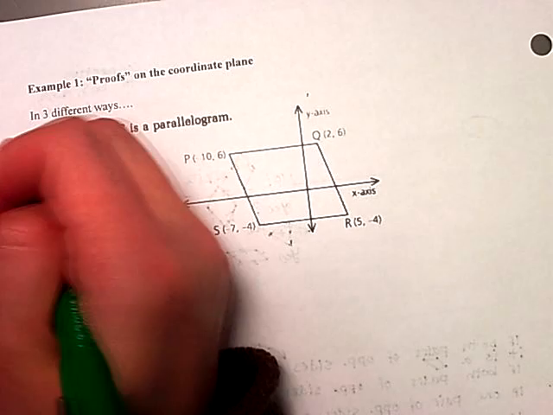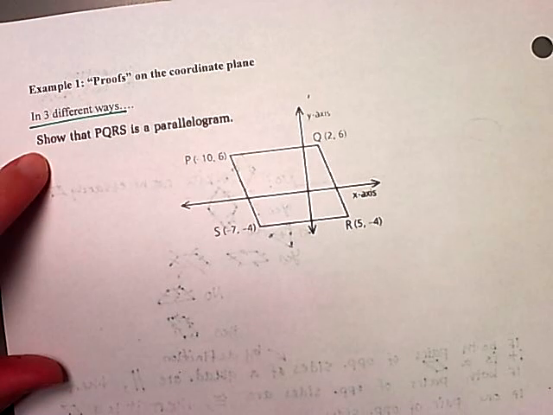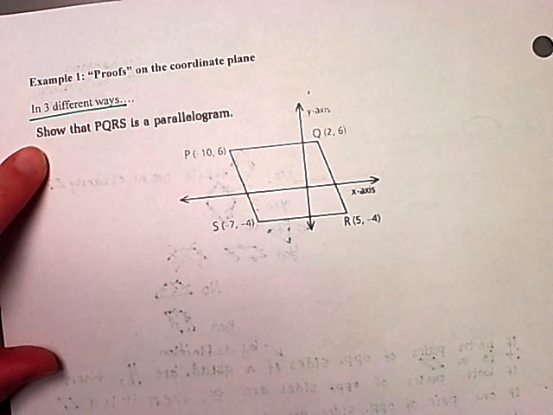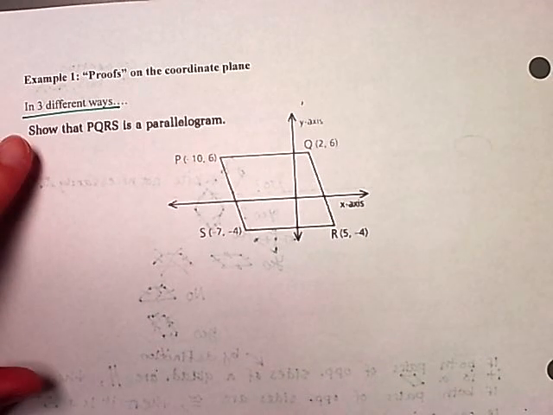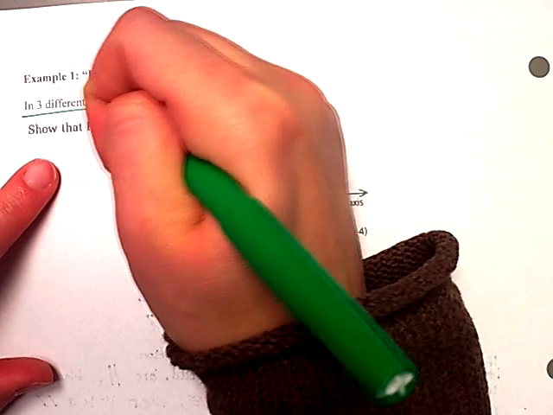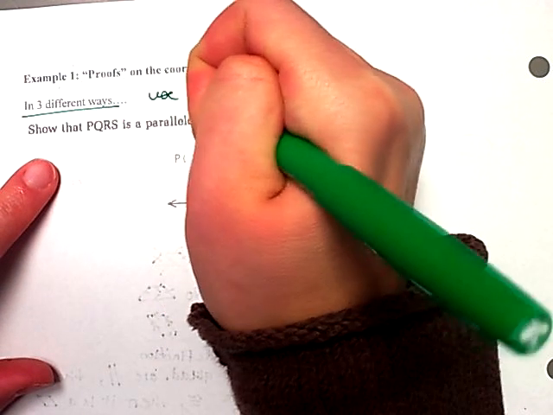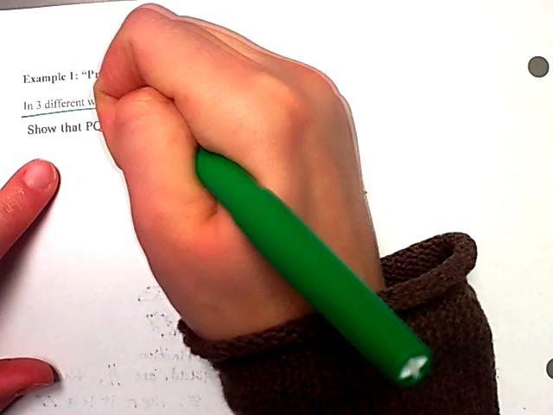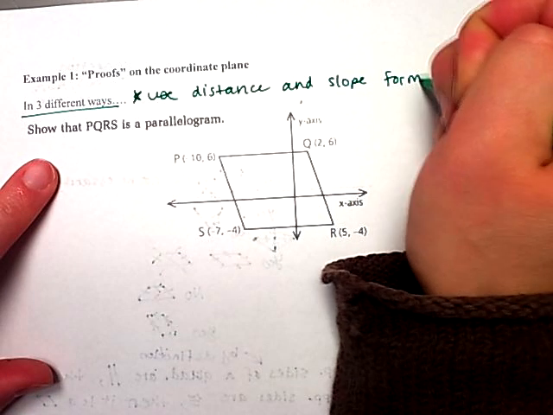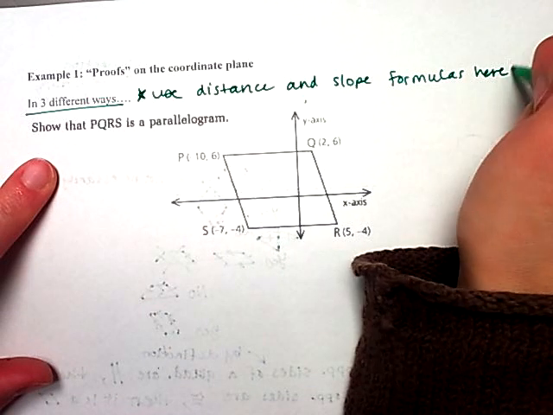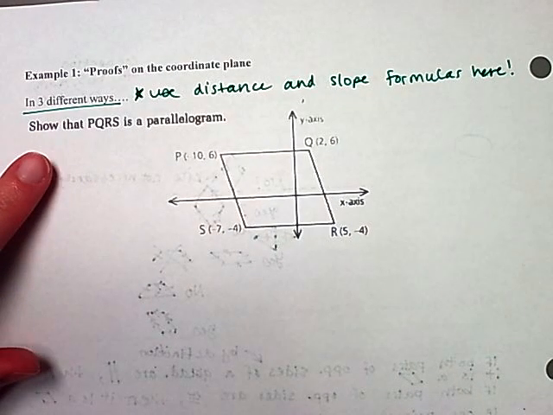So it says, in 3 different ways, show that this is a parallelogram. Well, we can do this using the distance and slope formulas, right? We're going to use distance, just like we were doing earlier in the unit.